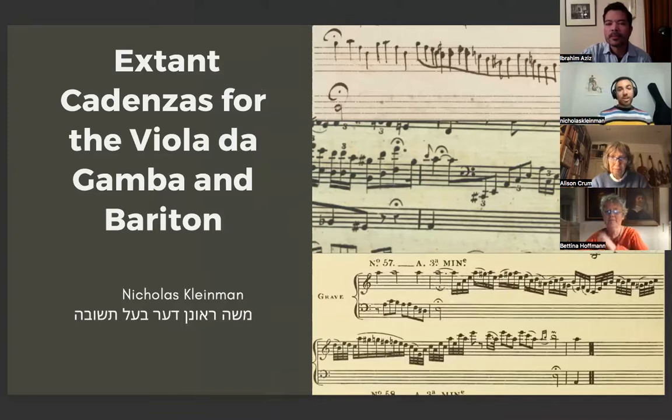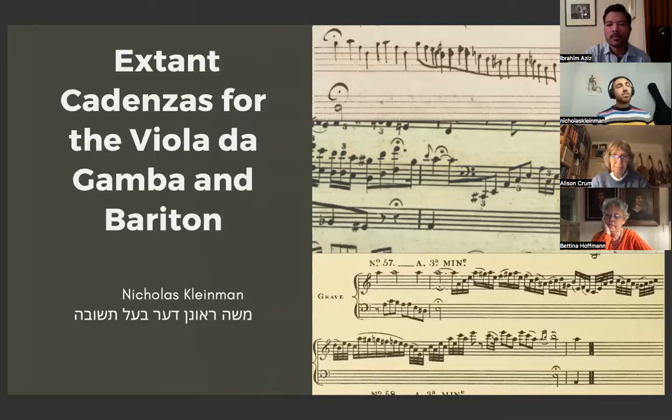So I'll briefly talk a little bit about myself. I'm Nicholas. I'm from the United States. I came about this gamba cadenza research from my curiosity and research in the Eisenstadt-Esterházy Accord with Hammer, Lidl, Haydn. I find this music so great.